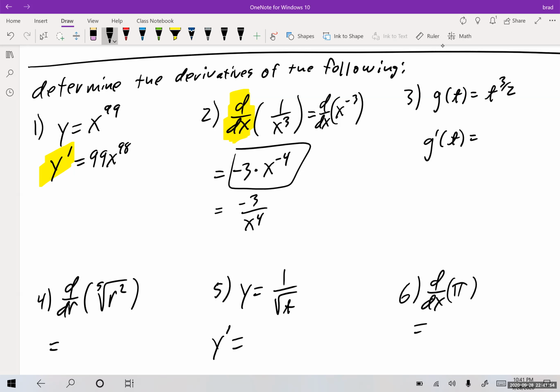The main reason you want to clean up fractions is when you're trying to find horizontal tangent lines, when the derivative is 0. So a lot of times if you have fractions, you do have to clean it up, even if you have negative exponents. But for now, we're okay leaving that.